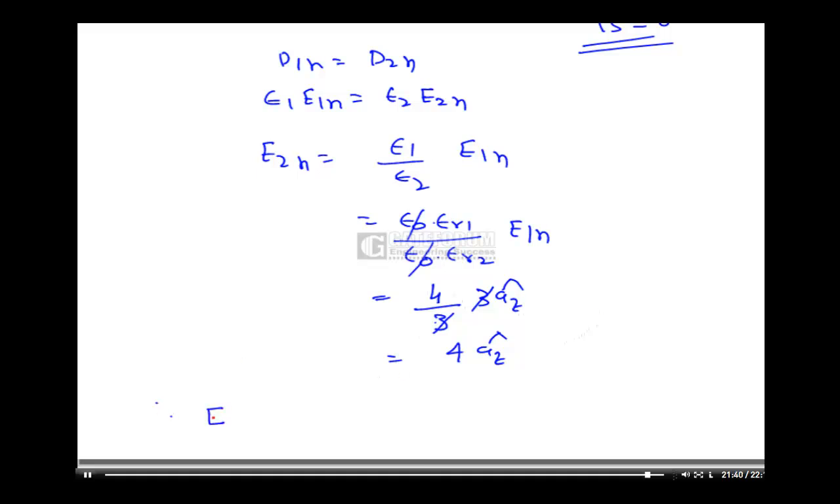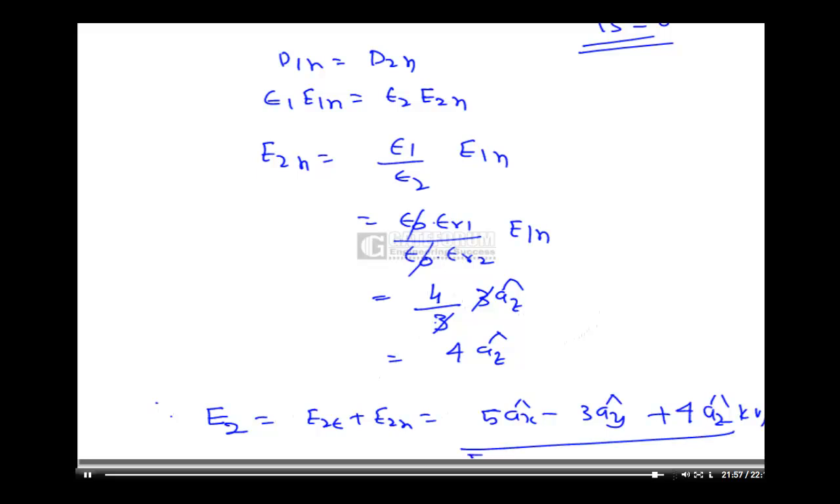Therefore, the total electric field E2 is E2t plus E2n. That is equal to 5ax minus 3ay plus 4az kilovolt per meter. So like this you can calculate the electric field. Very simple, because half of the solution is already in the given problem itself, that is the tangential components. So if you differentiate the tangential component and normal component, then half of the problem is solved.